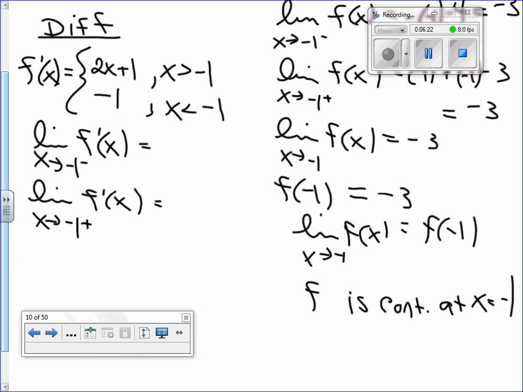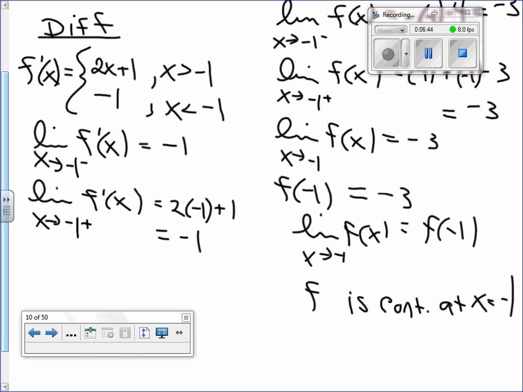So what is the limit of f prime of x as x approaches negative 1 from the left? Negative 1, good. From the right, how are we going to get it? Plug it in the first one. So 2 times negative 1 plus 1. Okay with that? That's negative 1?